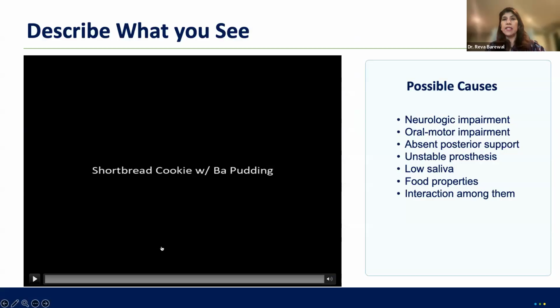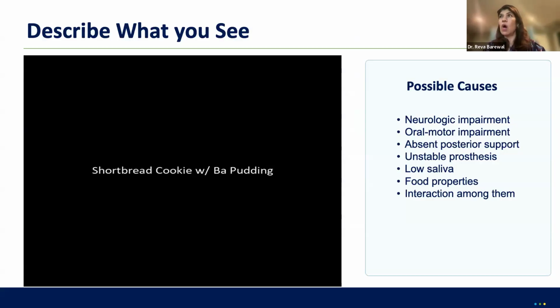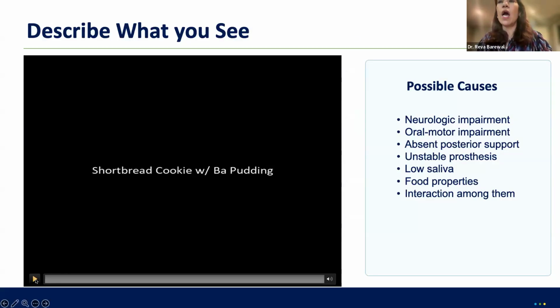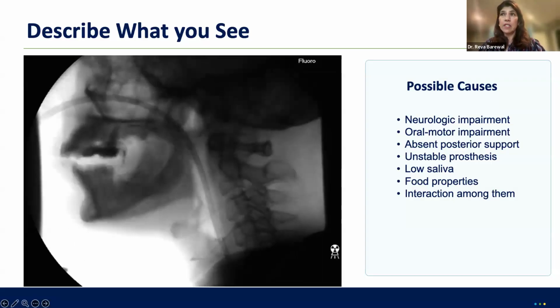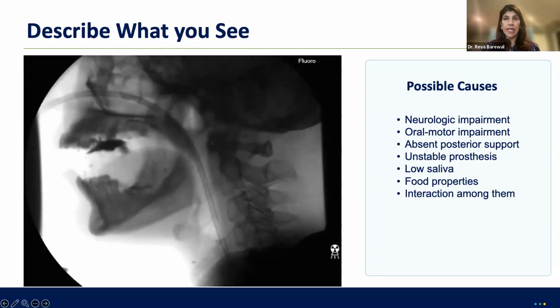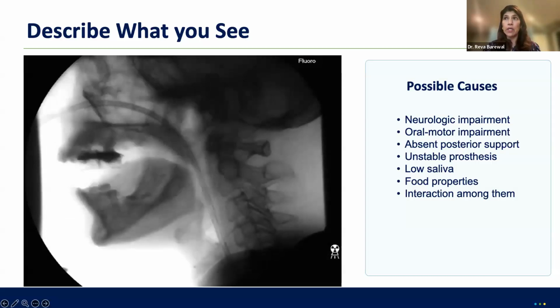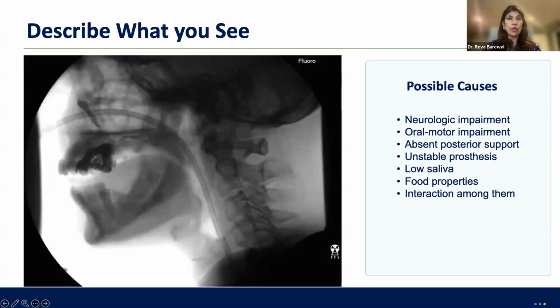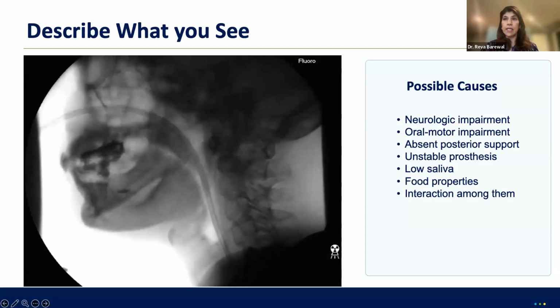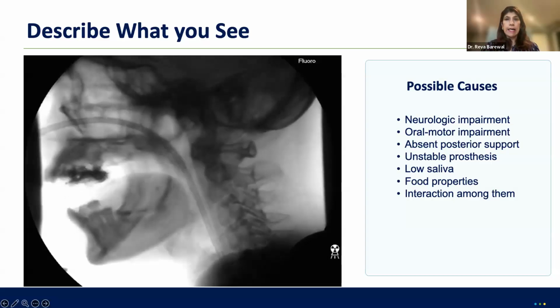So I'm going to play this video and I want you guys to describe what you see. You can put stuff into the chat, but you've seen this time and time again. Partially edentulous patient missing all posterior support. And right now, they're trying to eat their bolus and you're looking at it.